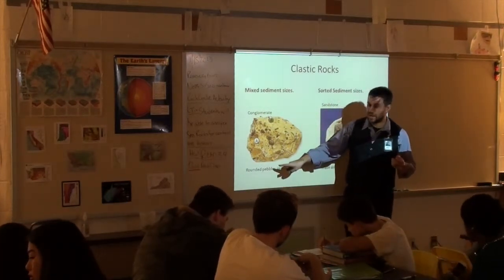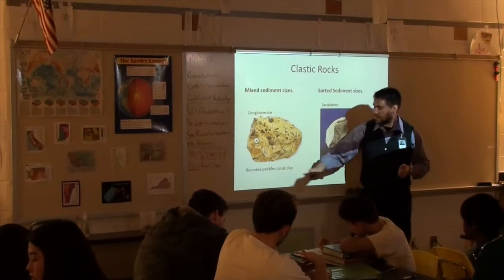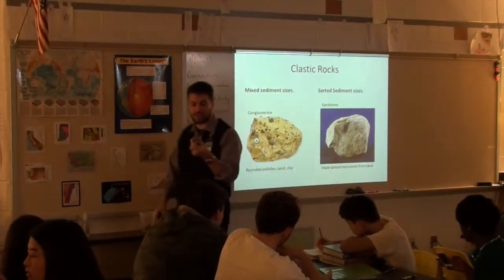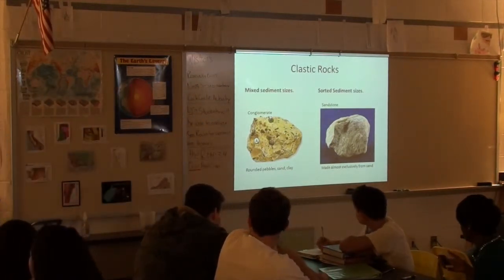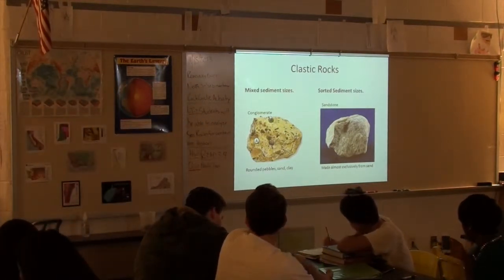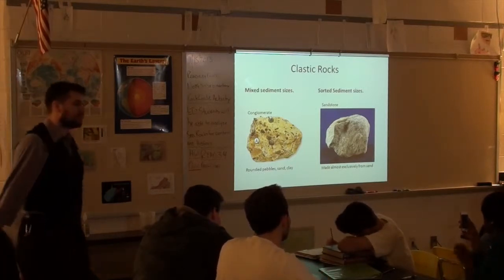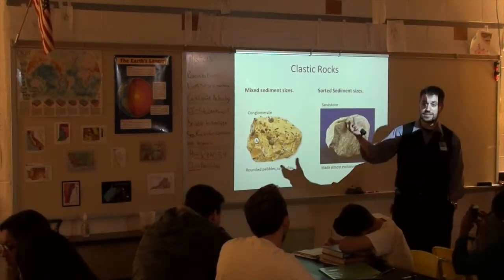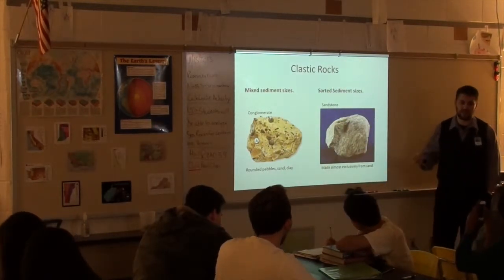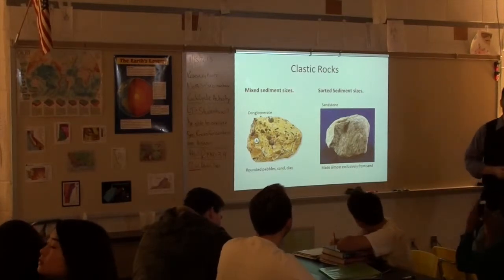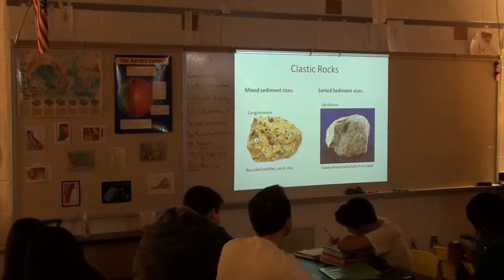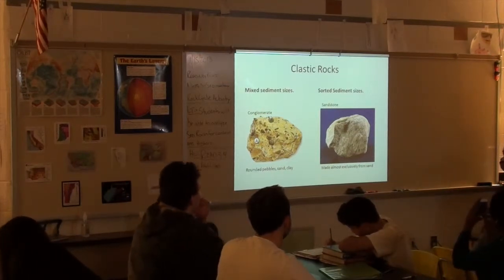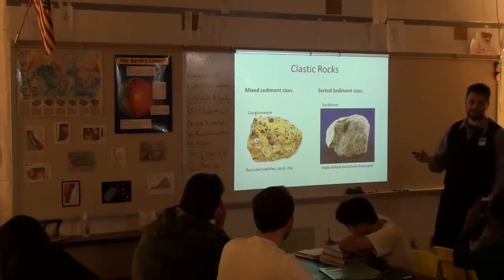Conglomerate rocks are made of rounded pebble, sand, and clay. So here's an example of a very small chunk of a conglomerate rock. Go ahead and pass this table to table. So if I say, which rock is made of mixed sediments, big size sediments, small size sediments, and it has rounded pebbles, which one would that be? Conglomerate.